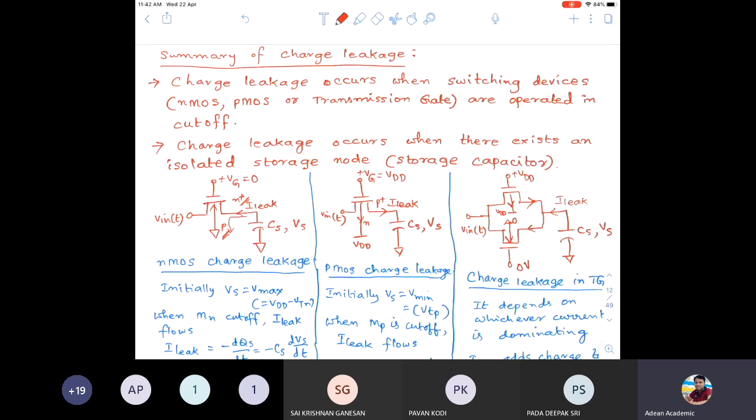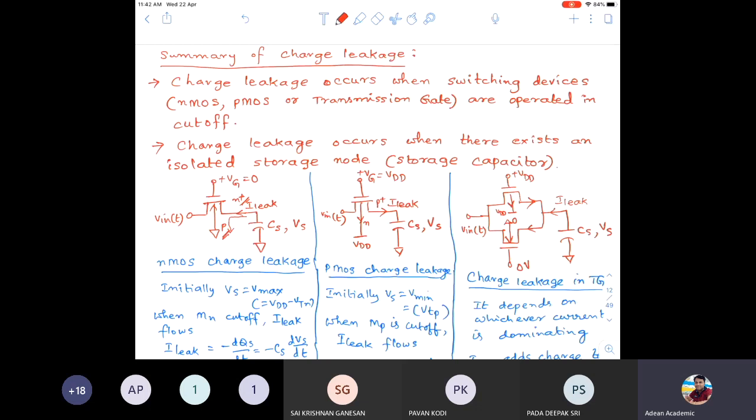So this leakage current flows when this diode is reverse biased. The diode will be reverse biased if this device is switched off. Switched off means it should be operated in cutoff. So when these three devices are operated in cutoff, then leakage current flows. The flow of leakage current will change or alter the outputs. The charge leakage occurs when there exists an isolated storage node. This capacitor we call isolated. Isolated means disconnected, or separated.